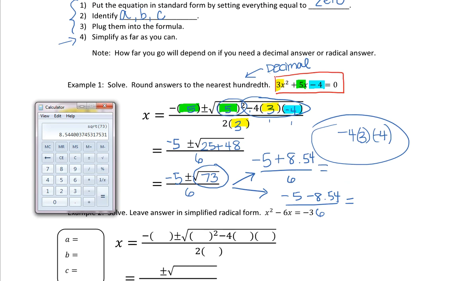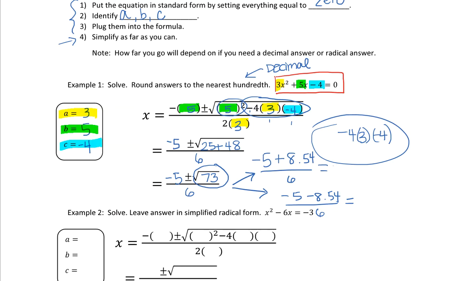8.54, if I'm going to add a -5, it's like -5 plus that, which is the same as subtracting 5. So I'm just going to subtract 5 and divide it by 6, and we get about 0.59.